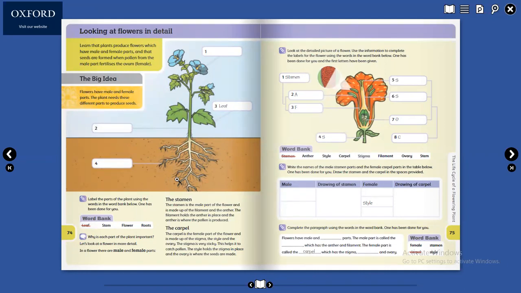So first of all, here you can see parts of a plant. What are parts of a plant? What is this part? Flower. Yes, flower. Very good. Write it right here, flower.